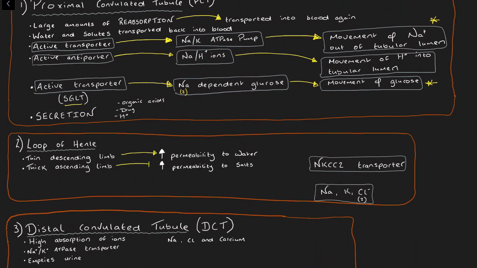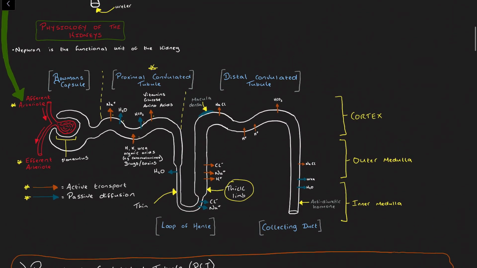You also have active sodium reabsorption, with the driver being the sodium potassium ATPase pump. Sodium then moves into the cell from the tubule lumen itself through the NKCC2 transporter, which is the sodium, potassium, and 2-chloride ion transporter on the membrane, which moves sodium, potassium, and chloride ions.